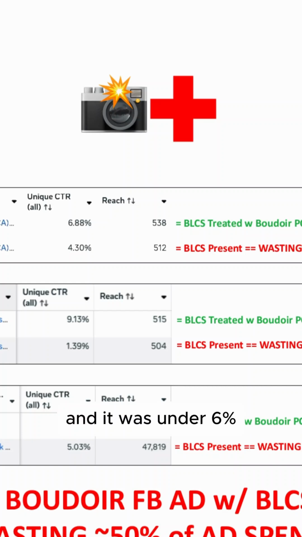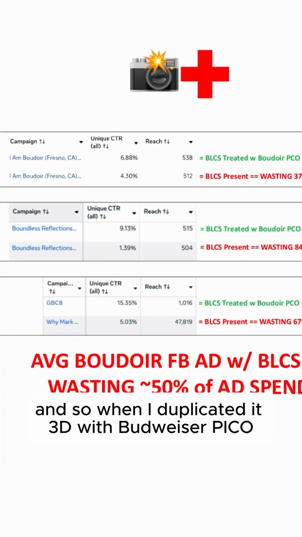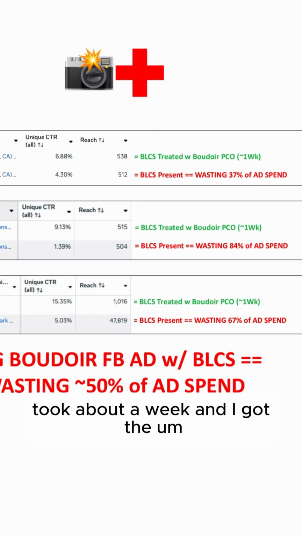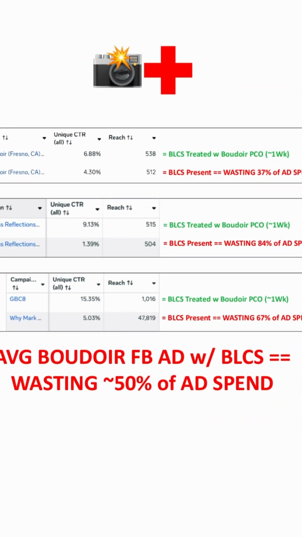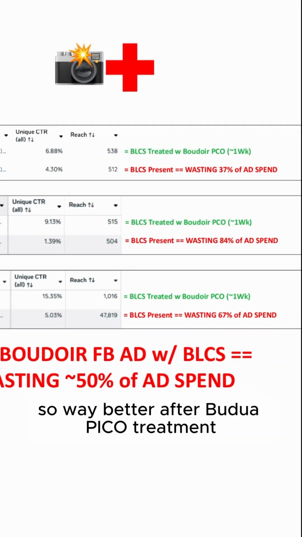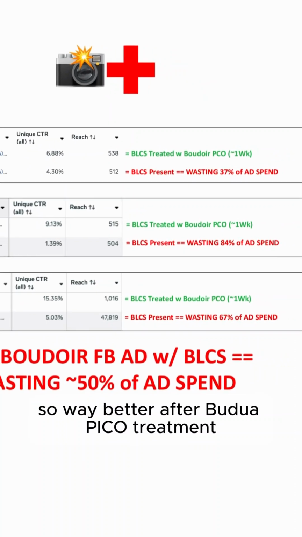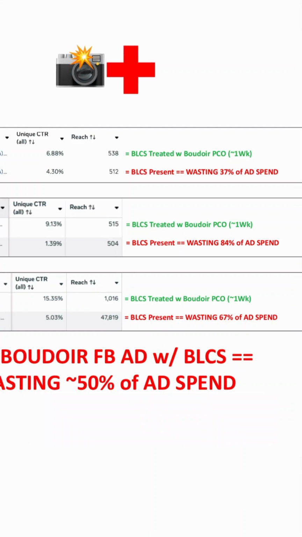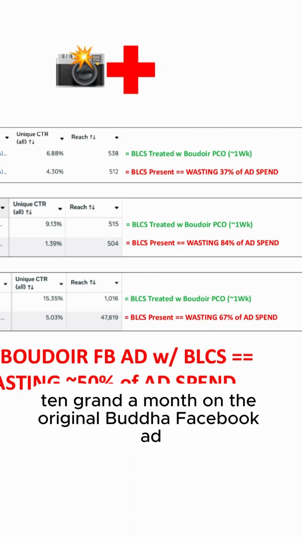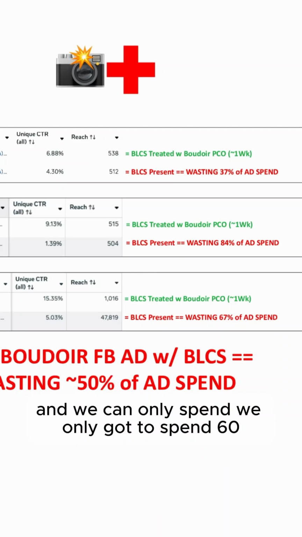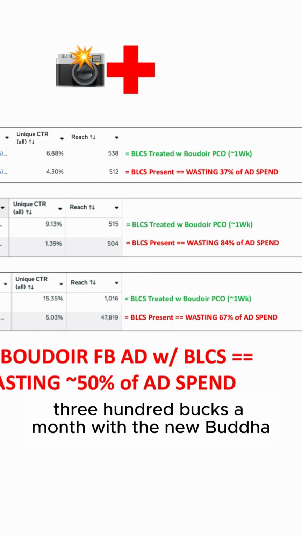Unique CTRL is under 6%. And so then I duplicated it, treated it with Boudoir Pico, took about a week, and I got the unique CTRL up to 6.88%. So way better after Boudoir Pico treatment. So we found out the original Boudoir Facebook ad was wasting 37% of ad spend every single month. So instead of paying 10 grand a month on the original Boudoir Facebook ad, we can eliminate 3,700 bucks every month of that. And we only have to spend 6,300 bucks a month with the new Boudoir Pico treated ad.